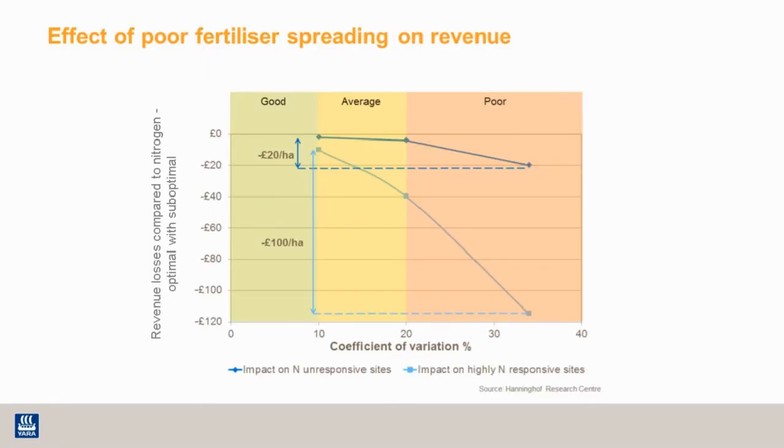So the target coefficient of variation, as shown on the graph in the green zone here, is to be under 10%. But you can see that there are significant financial penalties from inaccurate spreading as we move to the right-hand side. And on nitrogen responsive sites, which is shown with the light blue diagonal line, we can see at coefficient of variation 20%, you can be losing up to £40 a hectare, and at 30% up to £90 a hectare. So these are significant penalties, which will quite quickly outweigh the cost of trade testing and the premium price of a quality fertilizer.